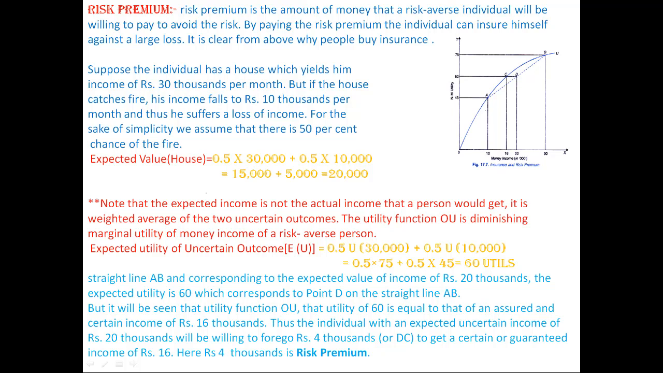On the utility curve with certainty, with a lower level of income, that is 16,000, they get the same level of utility. So we have to pay this amount CD. This is the risk premium. If we pay the insurance company 4,000, we will get a certain income and a certain utility of 60 with a lower level of income. This is the risk premium I discussed here. You can read this for better understanding.